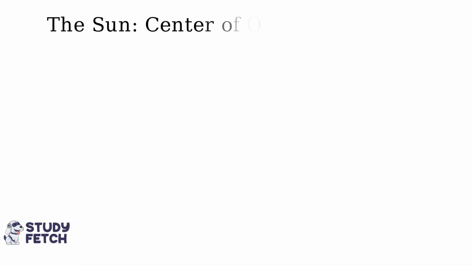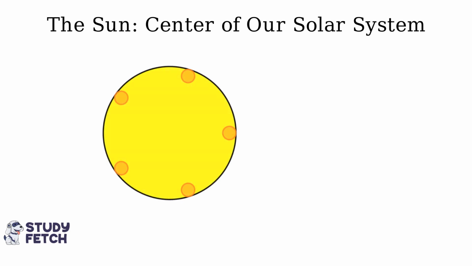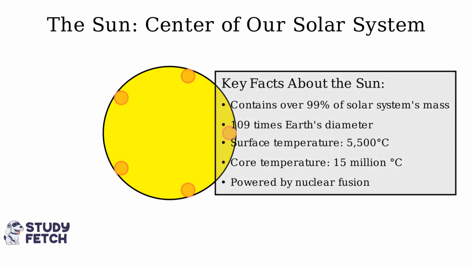At the center of our solar system is the Sun, a medium-sized star. The Sun contains over 99% of all mass in our solar system. It's incredibly massive, with a diameter 109 times that of Earth. Its surface temperature is around 5,500 degrees Celsius, while its core reaches 15 million degrees.